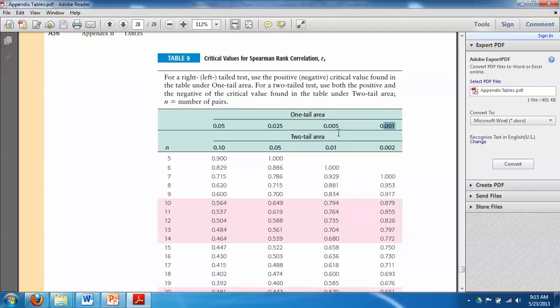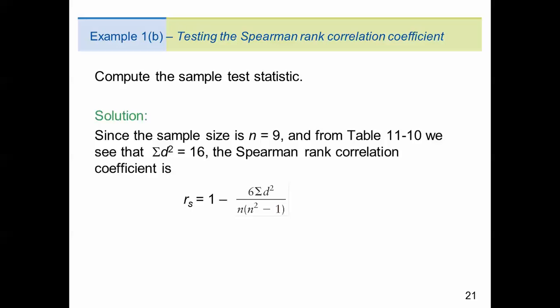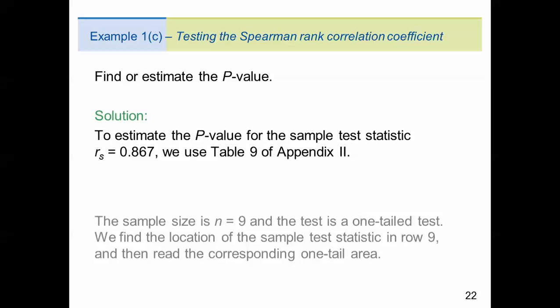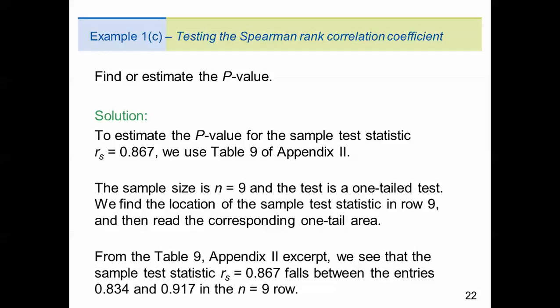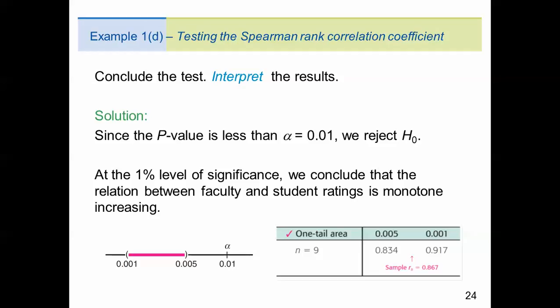So we know our interval is somewhere between 0.001 and 0.005, so we can then compare that to our level of significance, which was 1%. We compare it to our alpha of 0.01, and we see that at the 1% level of significance, we conclude that the relation between faculty and student ratings is monotone increasing. We reject the null. The null was that the population Spearman rank was 0. It is not. It is positive.